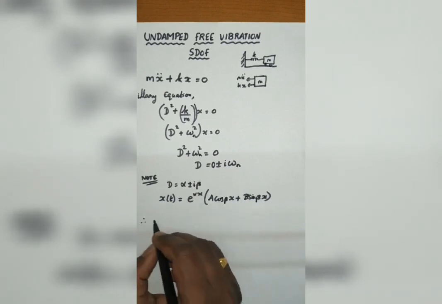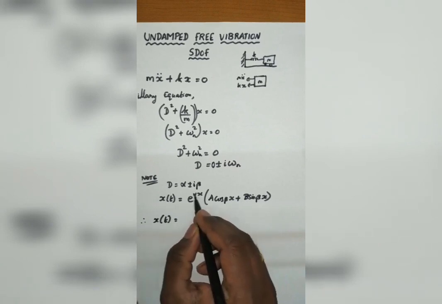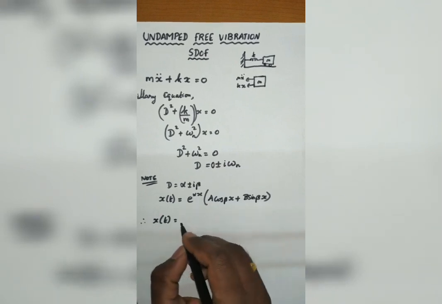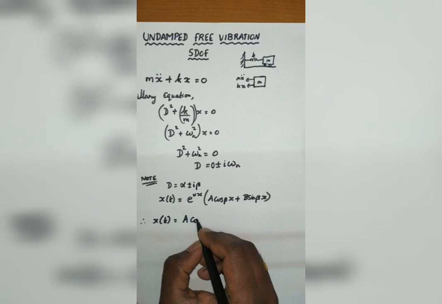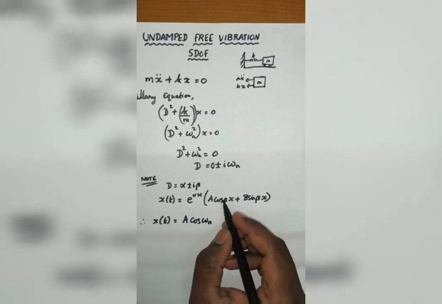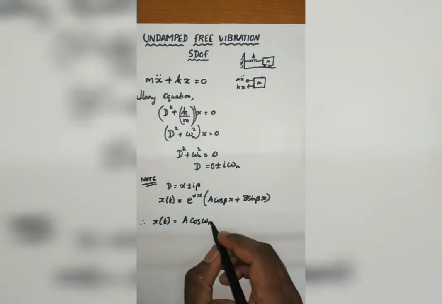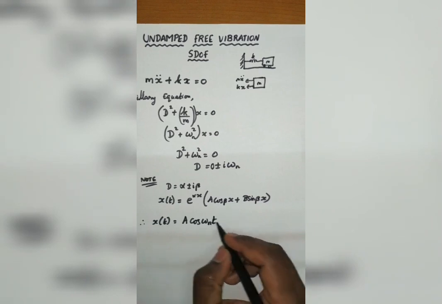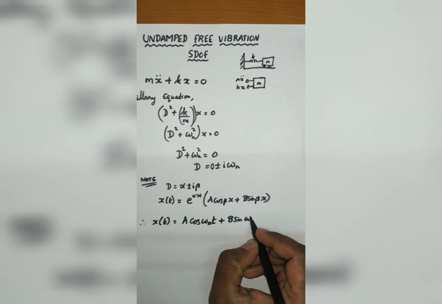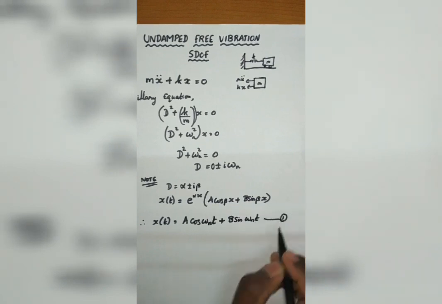Now I am going to write the solution. Therefore the solution will be x of t equal to e power 0, since alpha is 0, and anything power 0 is 1. So we finally get a cos omega n t, because here we have to consider x in terms of t, since it is a dynamic analysis with respect to time, plus b sin omega n t. Let this be equation number 1.